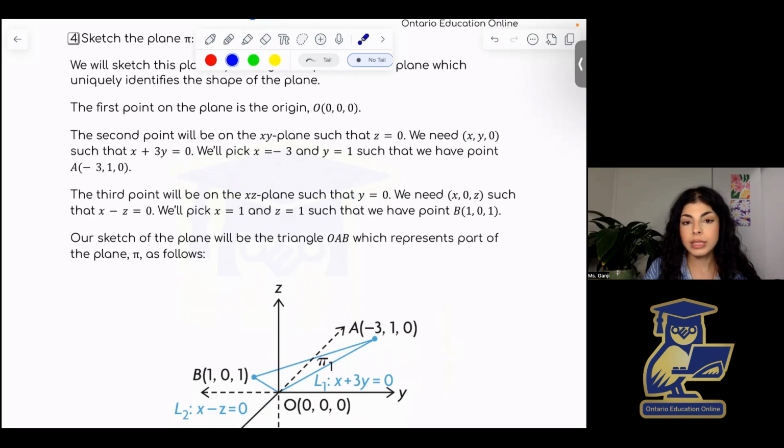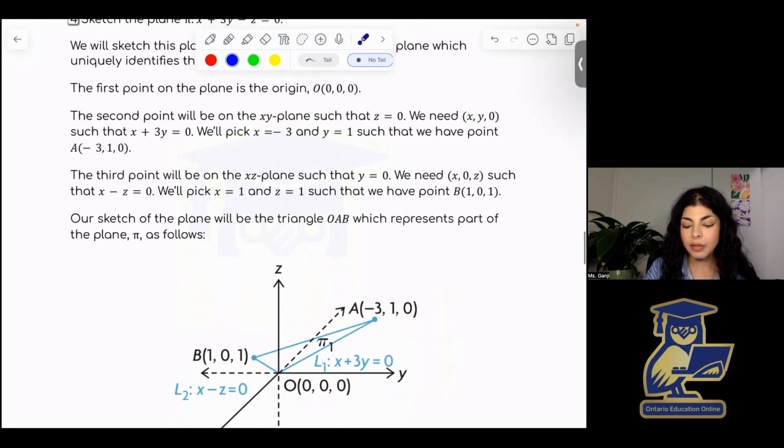Then a third point we pick, you can let y equal 0 this time. And then you have the point of the form x, 0, z. So in this case, x minus z is equal to 0, again from the Cartesian equation. Here, simply we pick x is equal to 1 and z is equal to 1. So now we have the point 1, 0, 1.